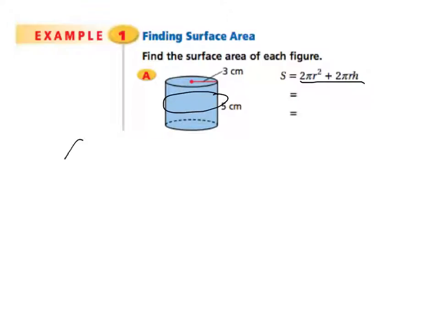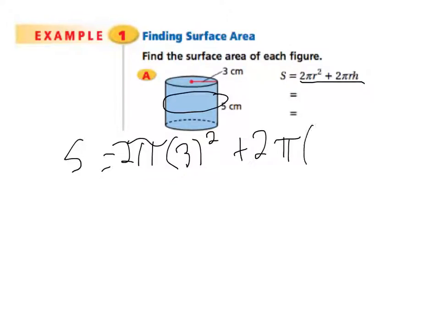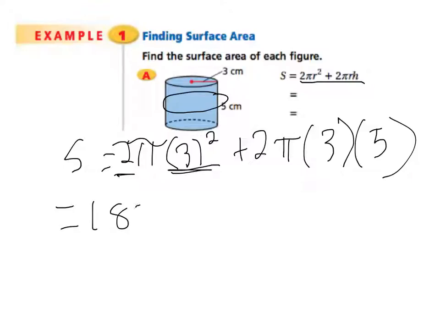Okay, so surface area is found by 2 pi r squared, so 3 squared, plus 2 pi r, the radius, which is 3, times the height, which is 5, because it connects the bases together. So 3 times 3 is 9. 9 times 2 is 18 pi, plus 3 times 5 is 15, times 2 is 30, which is 30 pi.